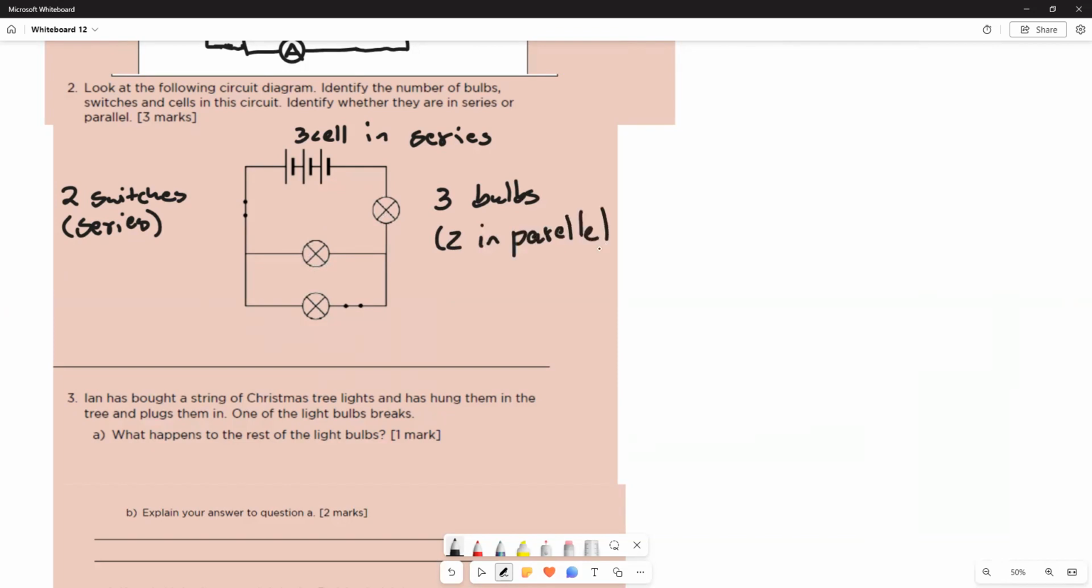In parallel, perfect. And then the third one is in series with the 2 in parallel. But if you say 2 in parallel, it's sufficient because we by default know that therefore the third one is going to be in series. Okay, and then that's it with that question.